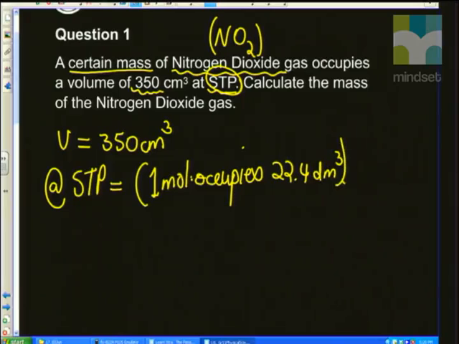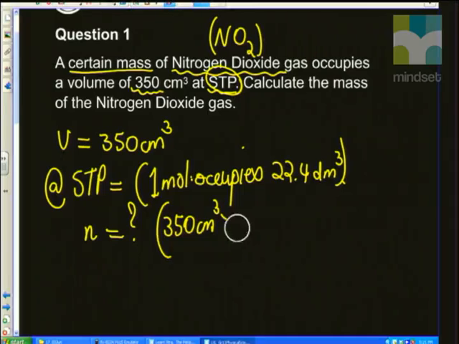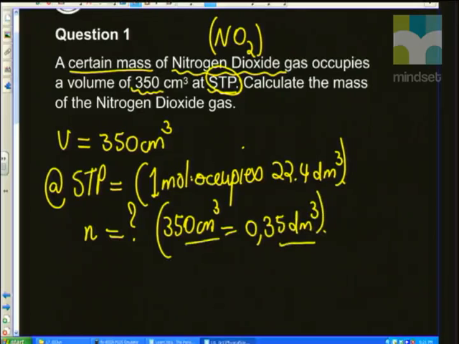So the question is, how many moles of this gas will be occupying this volume of 350 cubic centimeters? And of course, we will need to convert it into cubic decimeters. So let's just do that immediately. This is equal to 0.35 cubic decimeters. That's when you have converted cubic centimeters to cubic decimeters by dividing by 1,000.